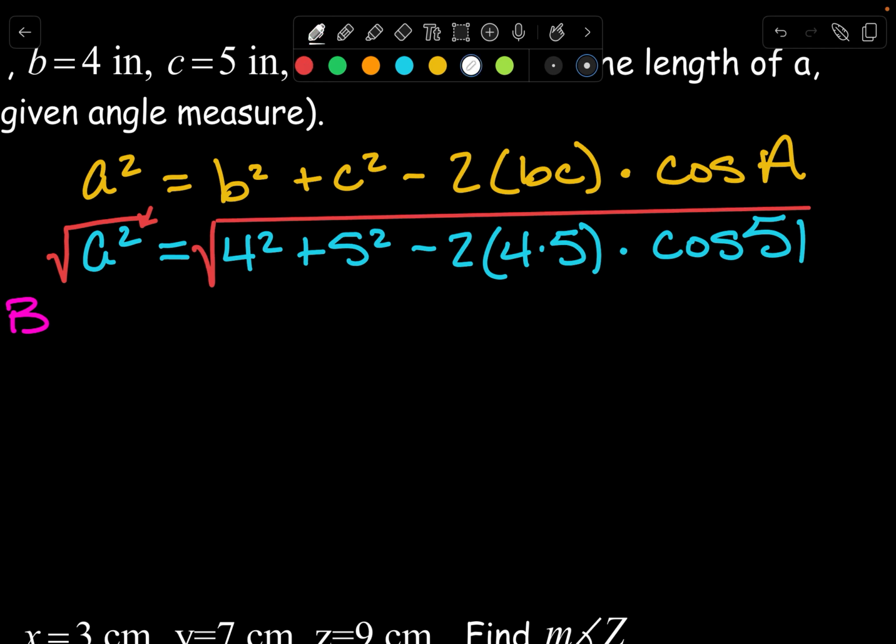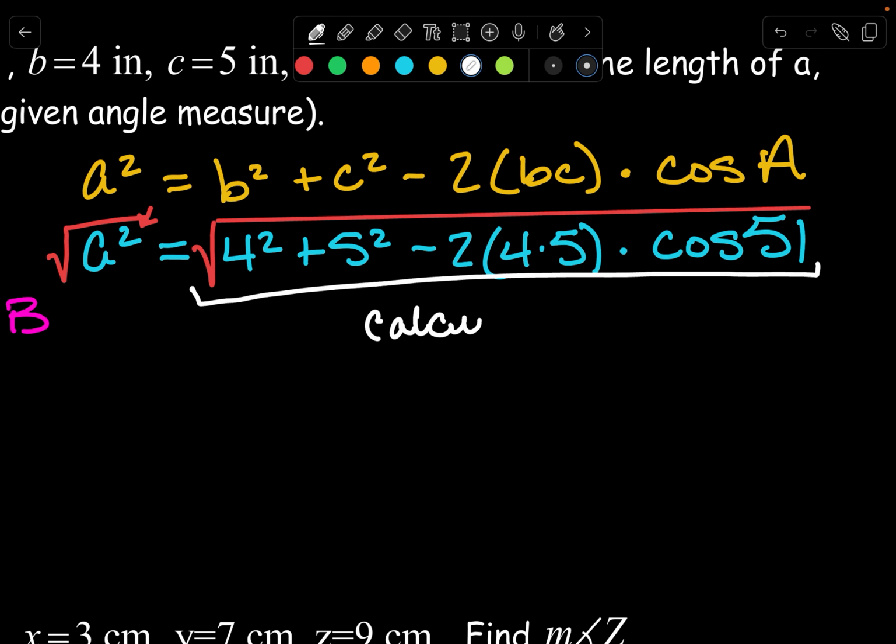And now, at this stage, you can type this entire side into your calculator. Make sure it's in degree mode. And when you type this entire thing in, you should get that A, which is a side, equals 3.978 inches. And they give us the unit, so make sure that you include the unit of inches.